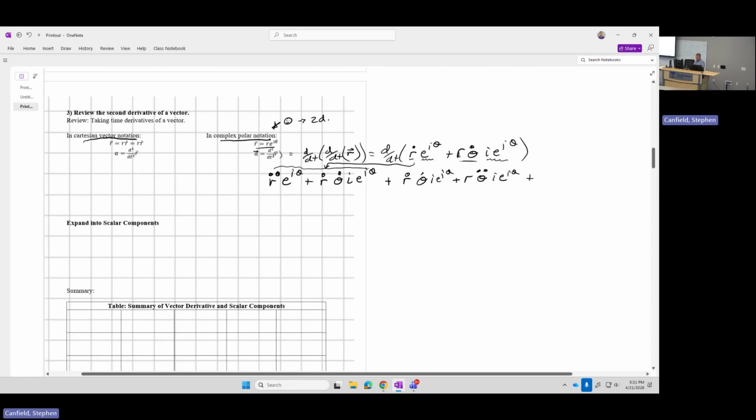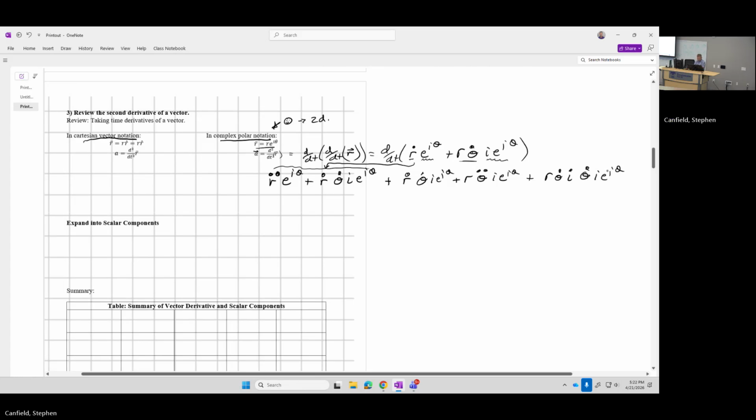Now I've got the first times the derivative of the second. So I get an r theta dot. The i is a constant, so I'll just pull that out as well, times the derivative of e to the i theta. The derivative of e to the i theta is theta dot i e to the i theta. Okay, all right, so there we have it.